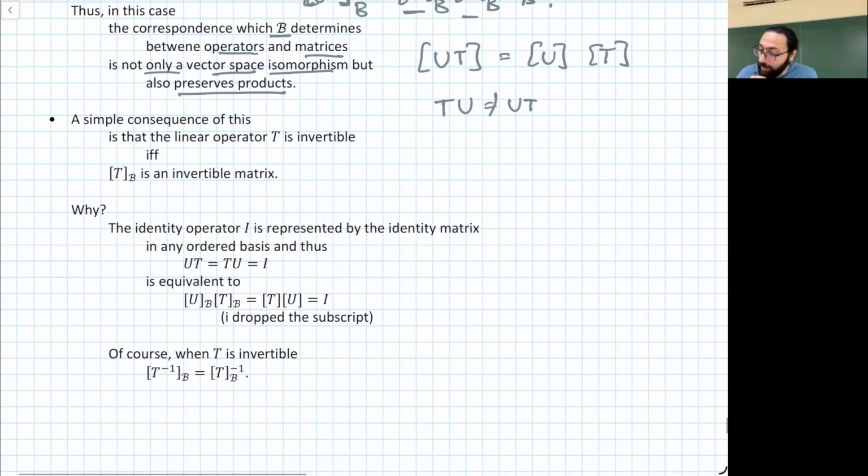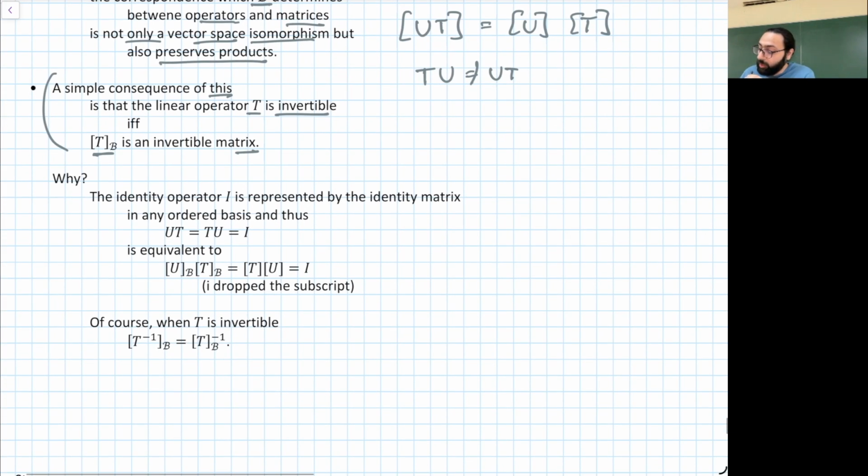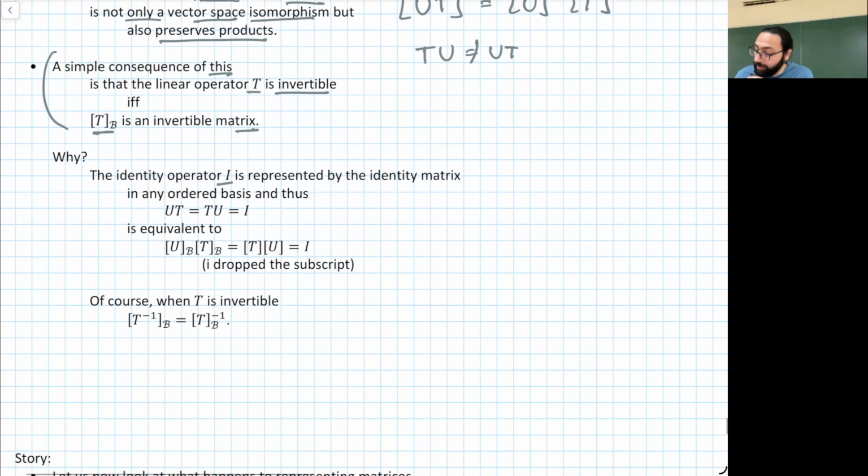Okay, all right. So a simple consequence of this is that the linear operator T is invertible if and only if the matrix TB is invertible. Okay, so it's a consequence of preserving the product structure. Why is that? So let's take a look. Remember the definition: to define invertible matrices, we have the identity operator, right?